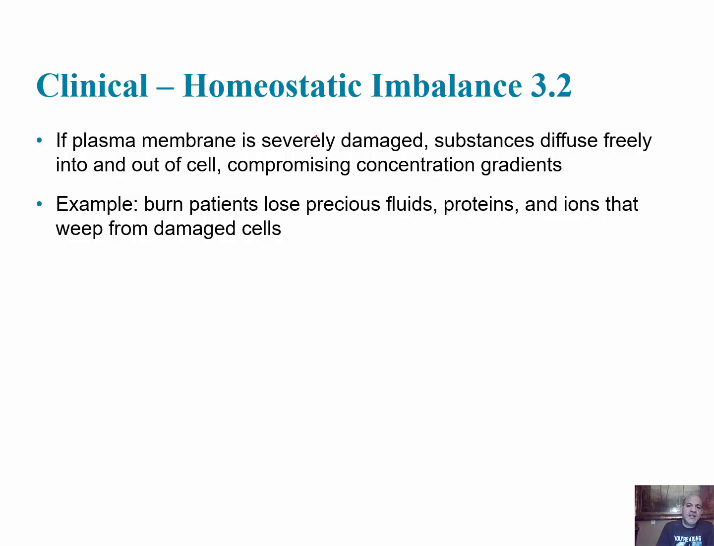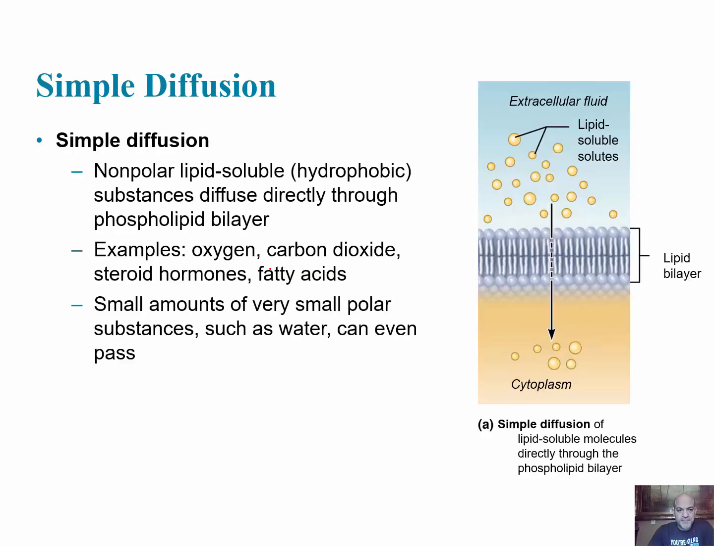So looking at homeostatic imbalance 3.2 in a clinical setting, if the plasma membrane is severely damaged, then substances would freely diffuse or move in and out of the cell, and that would mess up the concentration gradients that are necessary for a normal functioning cell. As an example, burn patients would lose their fluids because the membranes are damaged. So fluids, proteins, and ions would be lost. So a major concern immediately would be the loss of fluids, dehydration, and loss of electrolytes. Those are immediate, life-threatening for severe burn patients.